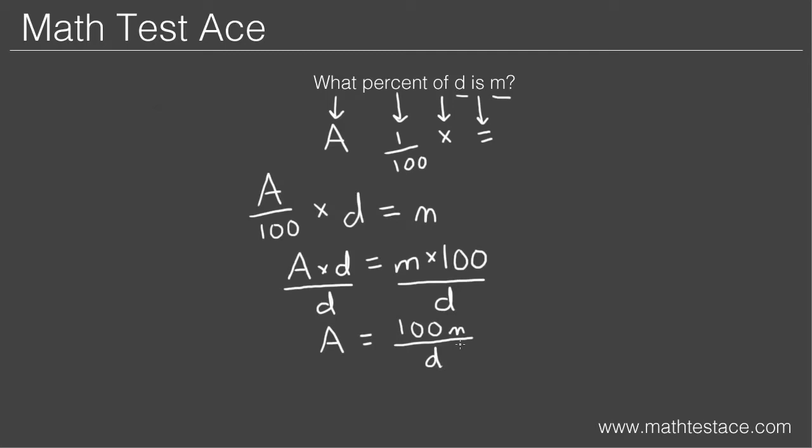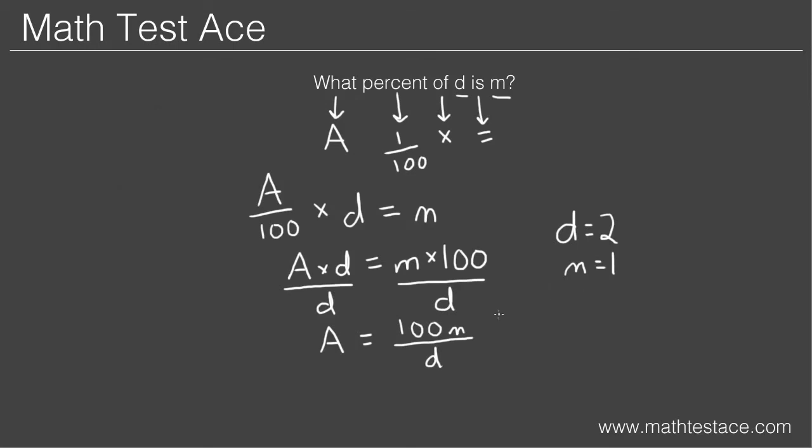Now let's go back and plug in some real numbers just to make sure we're right. Let's say that D is 2 and M is 1. So the question would be, what percent of D is M? And let's write those two numbers out so we don't forget them. Well, what percent of 2 is 1? It's 50%, because 1 is half of 2, and half is just another way to say 50%.